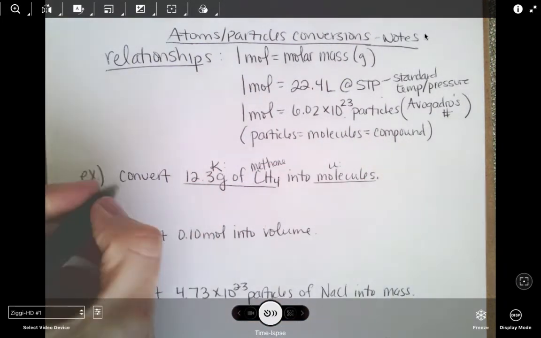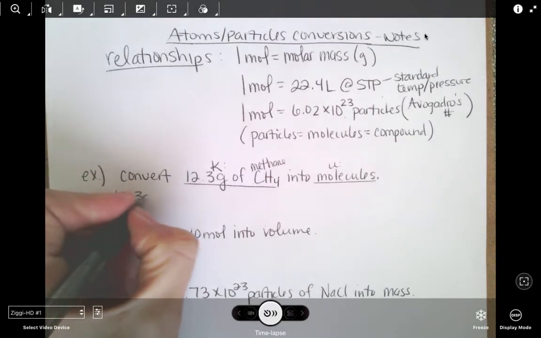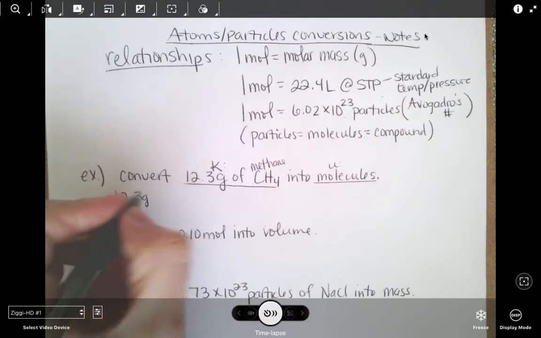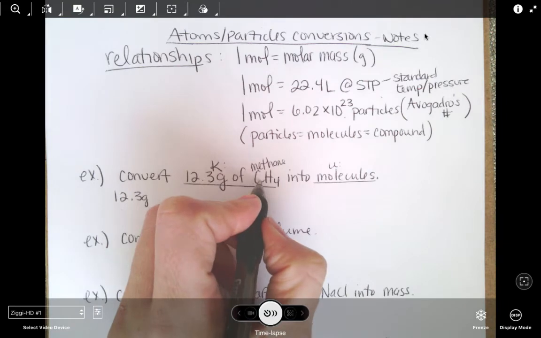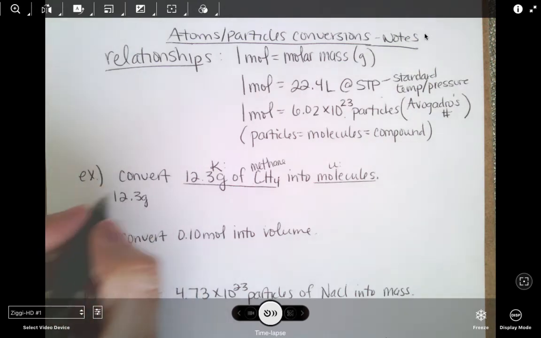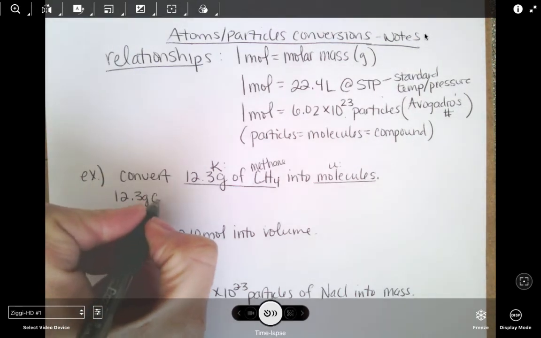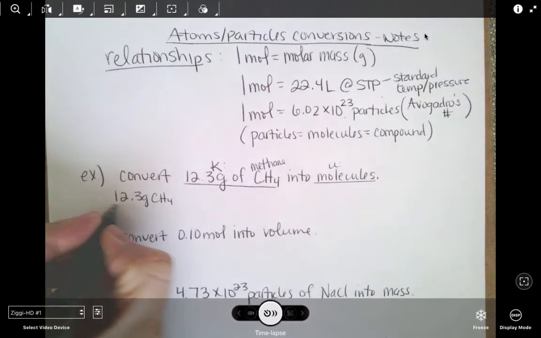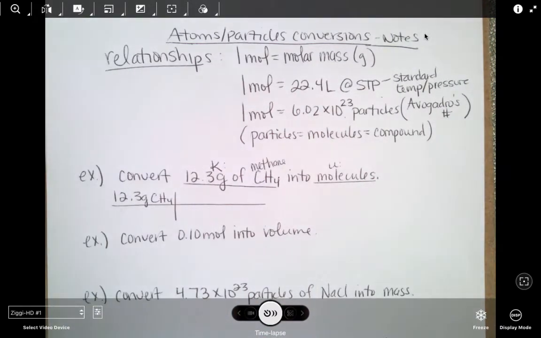So you always start with your known, put it into a T-chart, and in this context, I really need to know what this compound is because I have to convert out of grams, and the only place to go is the mole, and so I'm going to need the molar mass of the substance. So it's 12.3 grams of CH4 or methane. Set that up into a T.